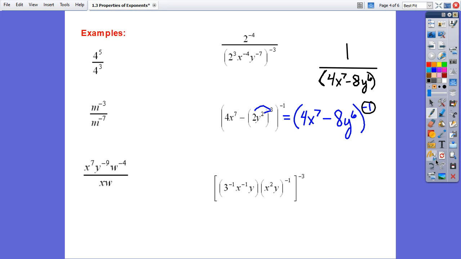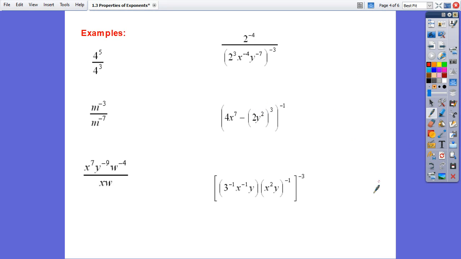Looking at the last one here, I'm going to erase that. Looking at this last one at the bottom, again, you can do a few different things. I think what I'm going to do is I'm going to share the -1 first. Then I'm going to clean up the inside, and then I'm going to take care of this guy. So here we go. Let's go ahead, and we've got 3 to the -1. And then I've got x to the -1y. And I'm going to multiply that once I share that -1, and I get -2 because of multiplying those exponents, and y to the -1.